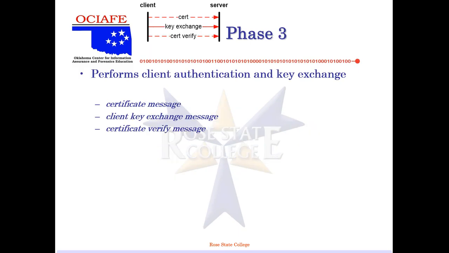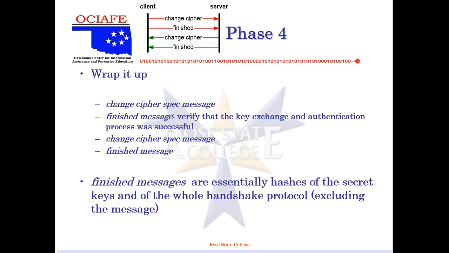The client gets the information, says, okay, here's my certificate message, here's my key, and here's how I want to verify it. The server gets it, says, okay, I'm going to change your cipher spec message. Here's what we're going to agree upon. Here's what we've done. Now I'm sending you my change cipher and my finished message. The finished messages are basically just hashes of the secret keys in the whole handshake protocol, excluding the messages, of course. But basically it just says, here's how we're going to do it. Now they've agreed upon it, and they've got that connection established.